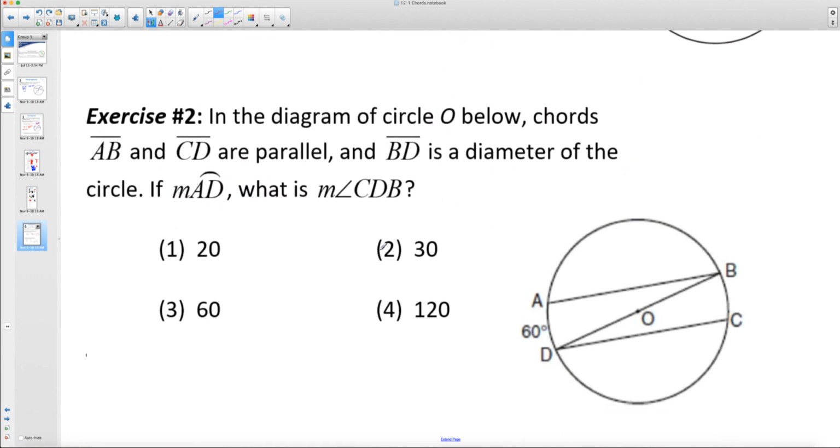And the last one, we have the fact that AB is parallel to DC. So if AB and DC are parallel, well, if arc AD is 60, then arc BC is also 60. We want to find out the measure of angle CDB. So we want to find out this inscribed angle. That's bringing back last unit. An inscribed angle is half of the intercepted arc. So it's 30 degrees.